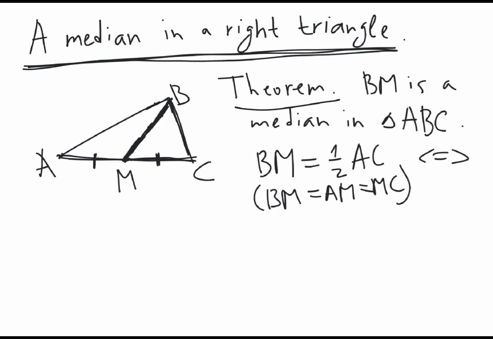if and only if the angle ABC is equal to 90 degrees. So that's basically the statement. Okay, so let's consider the proof.